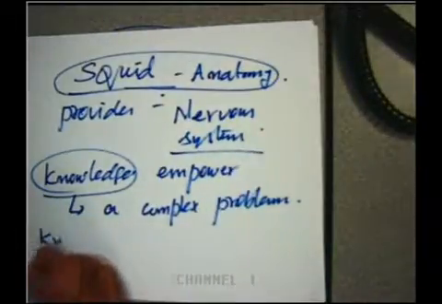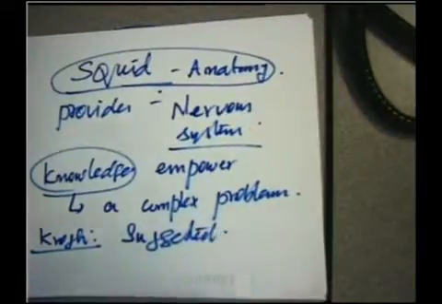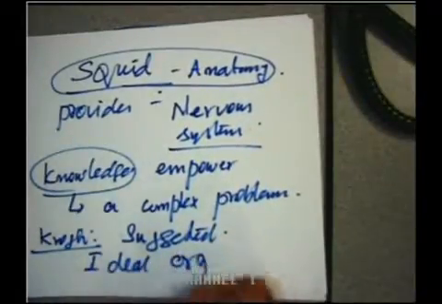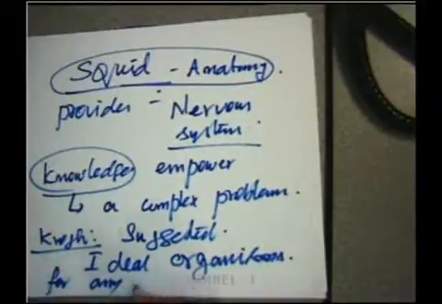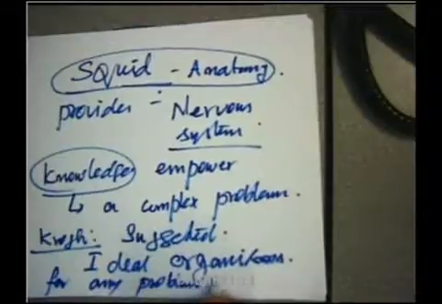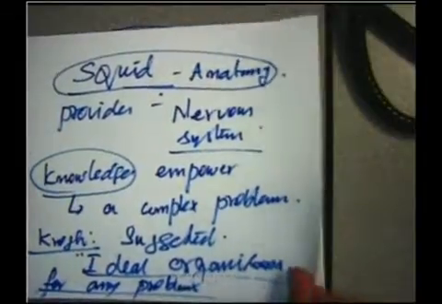So the scientist Krogh suggested ideal organisms for any problem or any system. We have to analyze different animals and then finally find out, hey, this is the one ideal organism which we can study elaborately for the nervous system. Like that, there are different systems and different organisms. In other words, they are called animal models.